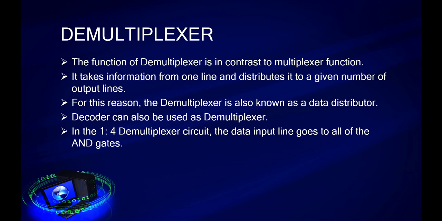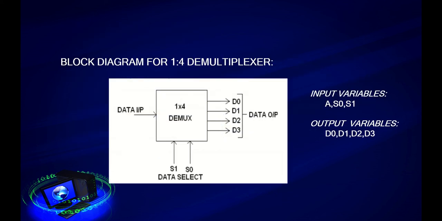Let's move on to demultiplexer. The function of demultiplexer is in contrast to the multiplexer function. It takes information from one line and distributes it to a given number of output lines. For this reason, demultiplexer is also known as a data distributor. Decoder can also be used as a demultiplexer. In 1:4 demultiplexer circuit, the data input line goes to all of the AND gates.